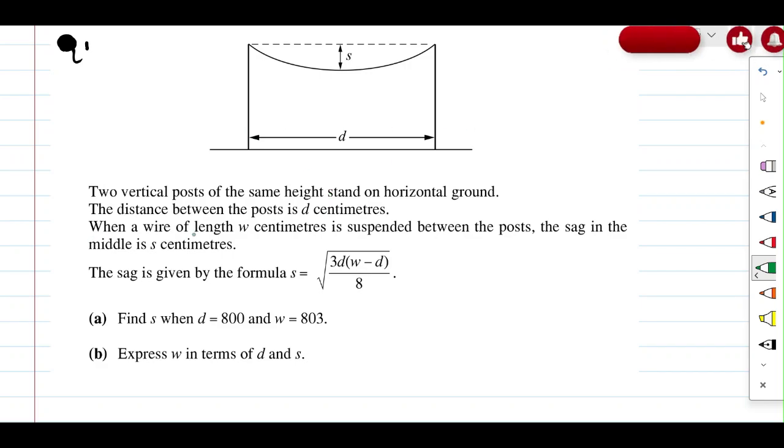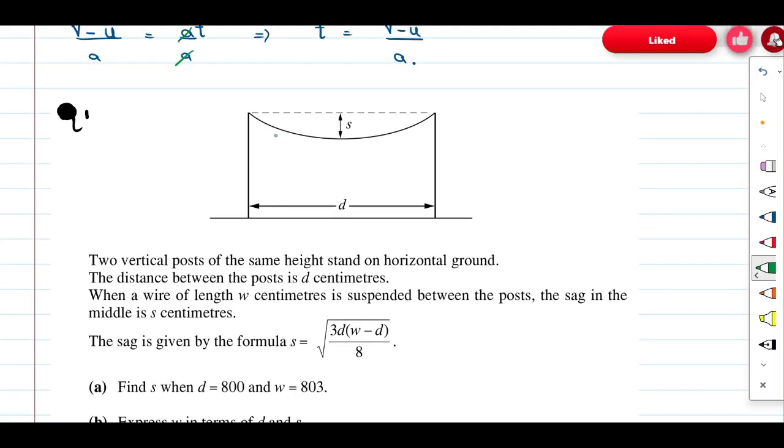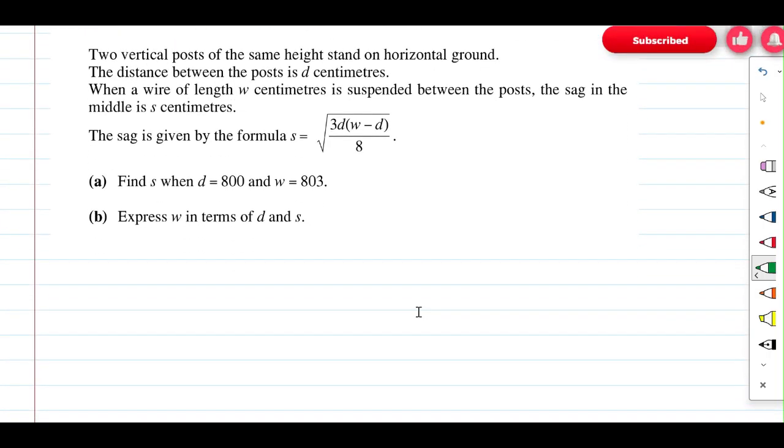When a wire of length w centimeters is suspended between the posts, the sag in the middle is s centimeters, right? So this is the wire. They said the wire of some length w centimeters is suspended between the posts and the sag in the middle is s centimeters. So this should be the length, and this is the sag. The sag is given by the formula. This is your formula for S.